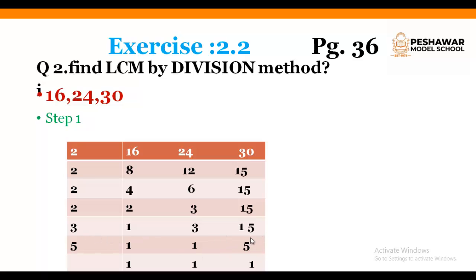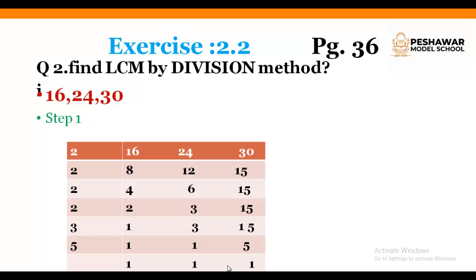3 5s are 15. If you get all 1s, then stop the division, but here you have a 5, so you have to take the table of 5 to divide 5. 5 1s are 5, then all the numbers are 1. So your prime factorization is complete.